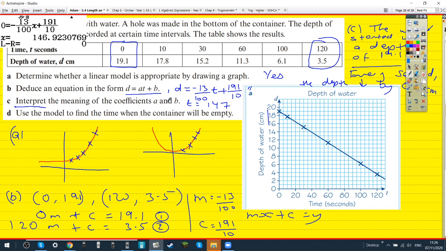Interpret is in the context of the question. So the water starts at 19.1 centimeters and it decreases by 0.13 centimeters every second. And then, let D be 0, and that'll tell you at what time the tank is empty. Yeah. Any questions about that? No.